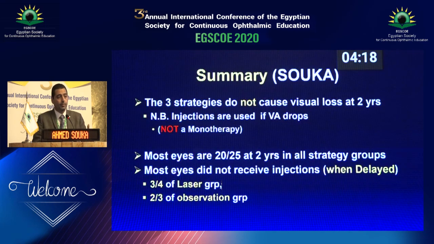So this is my summary, and the previous slides were all the DRCR slides. The 3 strategies are not causing loss. Okay, fine. Laser is not a monotherapy, meaning you don't give laser and say this is the treatment of the edema. You are monitoring for the drop, and if it happens, you add your injections. Observation alone can end in injections if they drop. Most eyes in the observation group and the laser group at the beginning did not need injections. Three quarters of the laser group and two thirds of the observation group, without statistical significance between both.